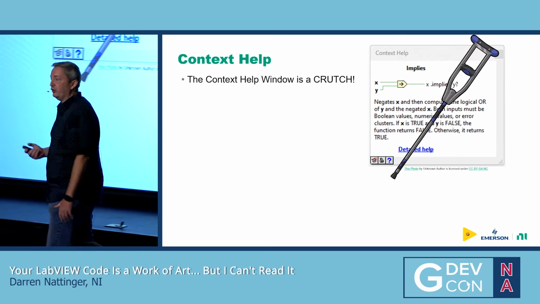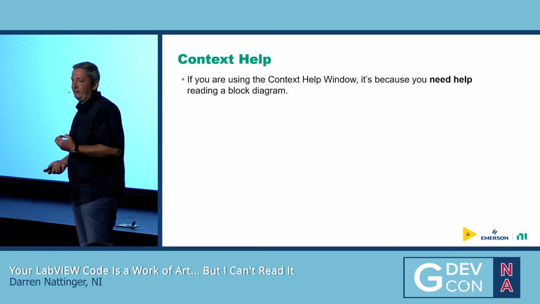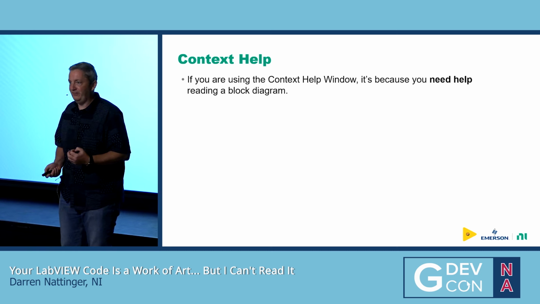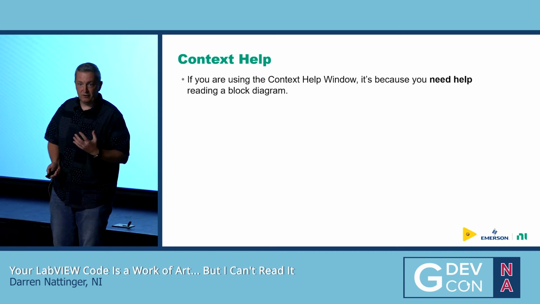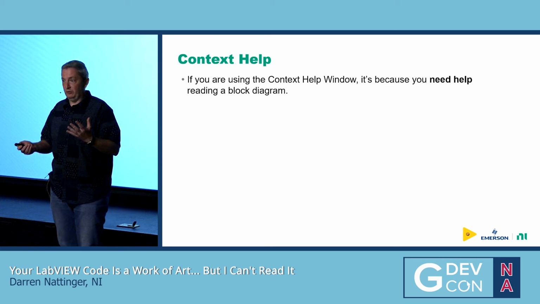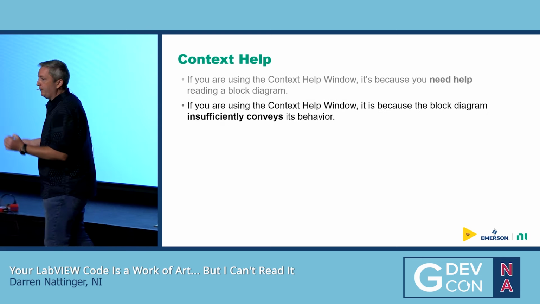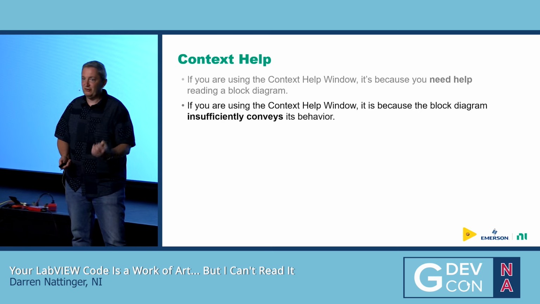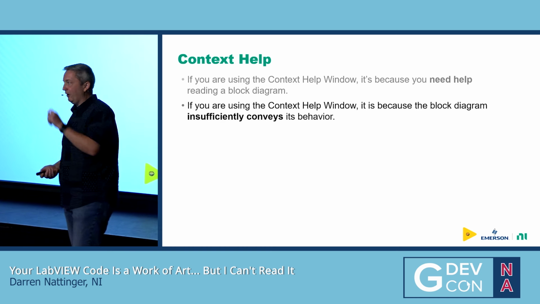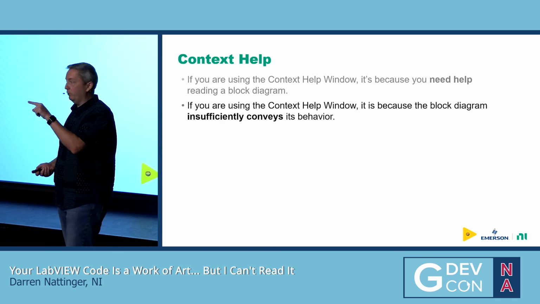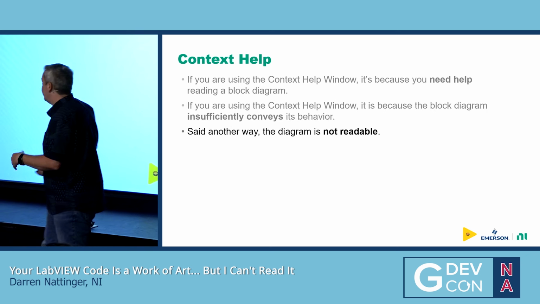You know what else it is? It's a crutch. If you're using the context help window, that means you need help. It's in the name of the tool. You're looking at a block diagram, you're reading the block diagram, you don't understand something, you bring up context help. If you're using the context help window, it's because that block diagram is not sufficiently conveying to you how it works. If I could look at that block diagram and know how that node worked or what that node does or what that node even is, I wouldn't need to bring up the context help window.